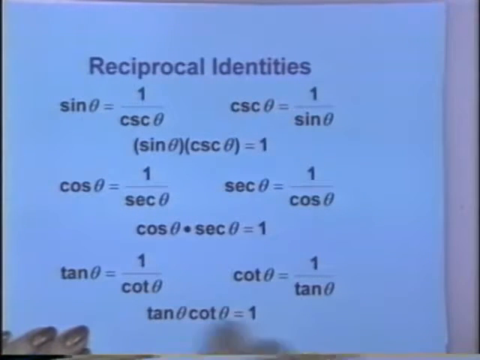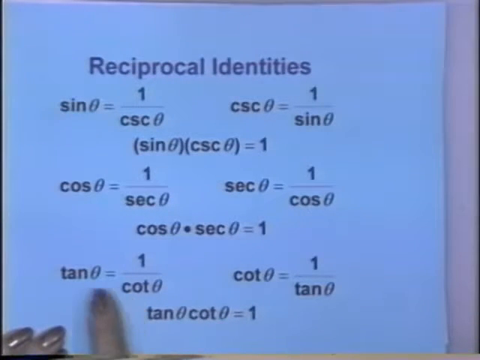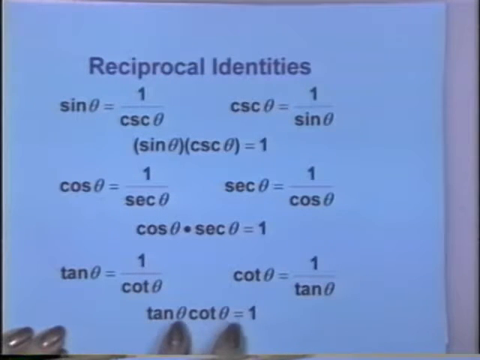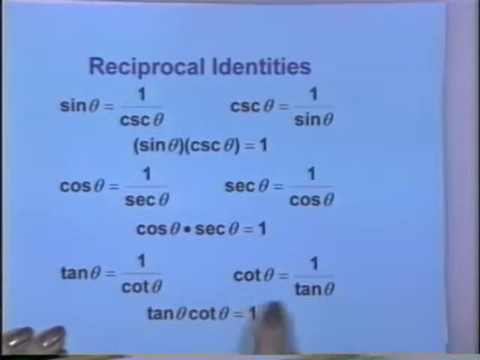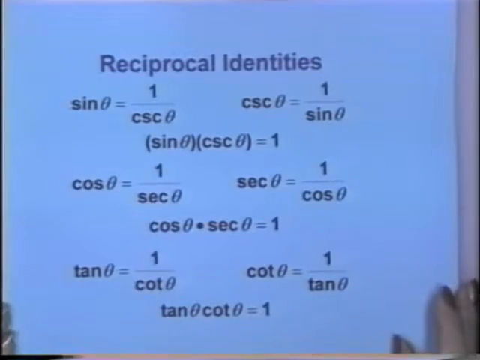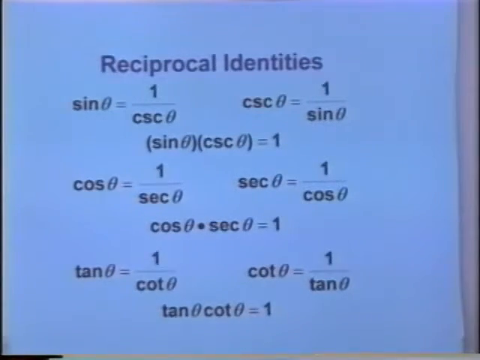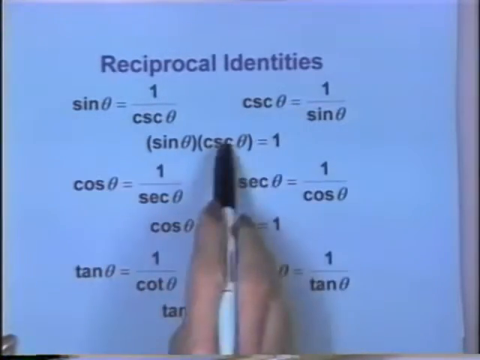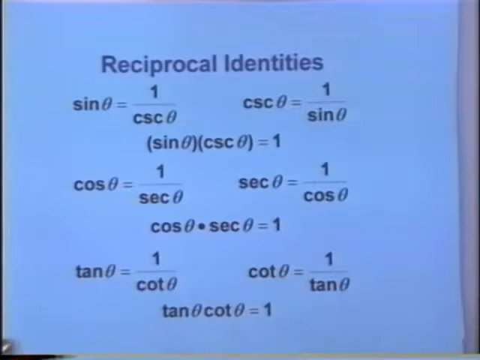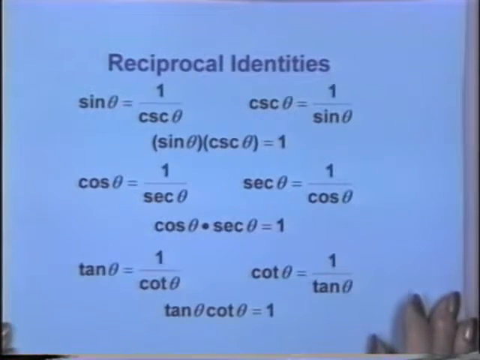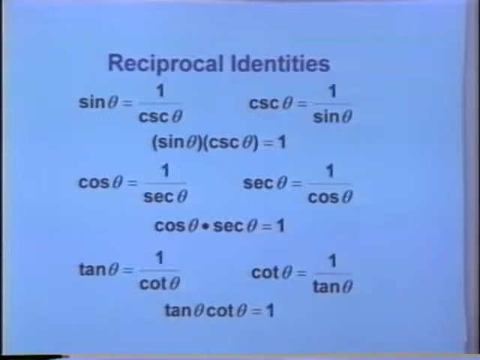Now, if we take this equation and divide both sides by cotangent theta, we find that the tangent of theta equals 1 over the cotangent of theta. And if we take this equation and divide both sides by the tangent of theta, we find that the cotangent of theta equals 1 over the tangent of theta. Copy these down. You will need to know all 9 of these identities backwards and forwards and inside out.